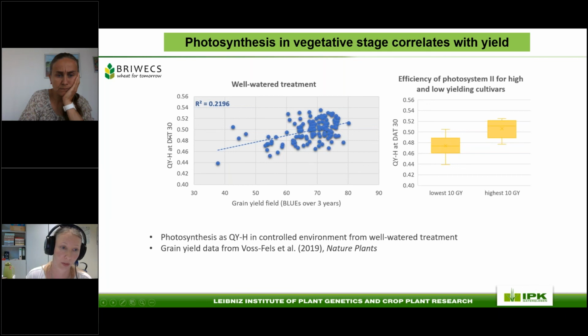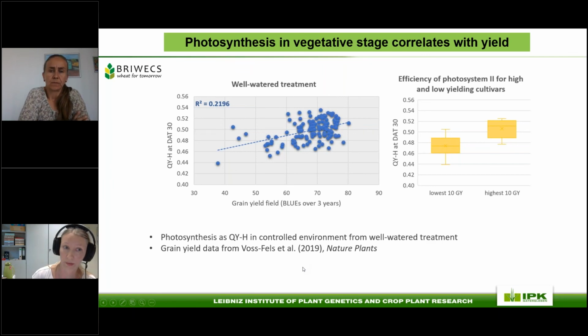This is this parameter at 30 days after transfer, with the grain yield from the field, with the BLUEs over 3 years of multiple-location field data. And this is explaining 21% of the grain yield through photosynthesis. And it gets even more prominent if you look at the photosynthesis values of the 10 genotypes with the lowest grain yield compared to the 10 genotypes with the highest grain yield. So there's definitely a larger difference in the photosynthetic efficiency for these genotypes.